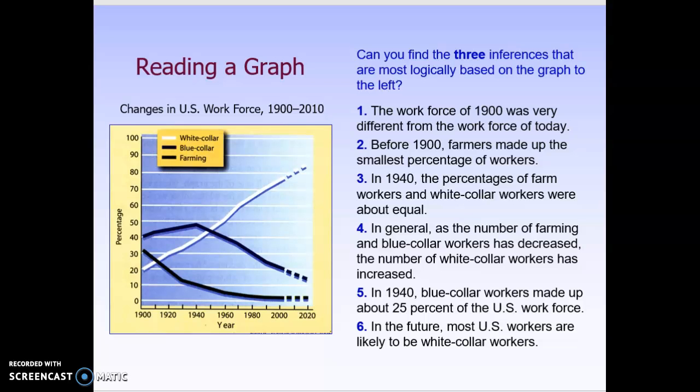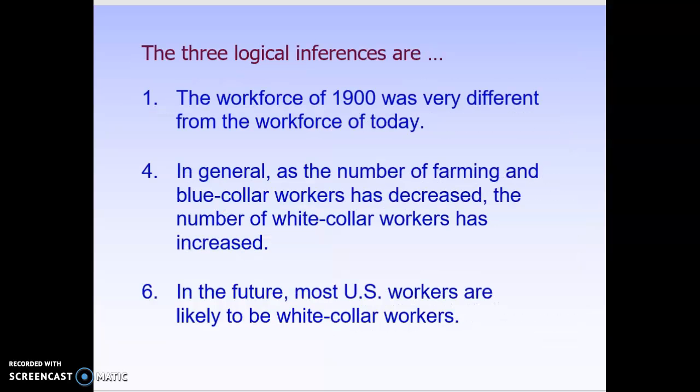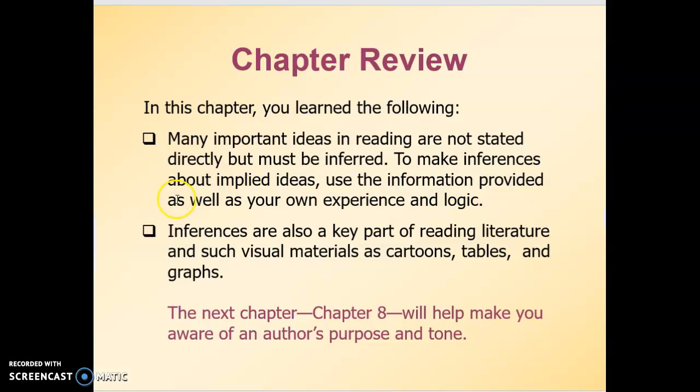Okay, so your answers should be 1, 4, and 6. And if you didn't pick 1, 4, and 6, I want you to go back and look and see if you can figure out why you picked the incorrect ones. Okay, so a lot of ideas in reading are implied, so we have to make inferences. We use the information provided and our own experience and our own logic to make these inferences.